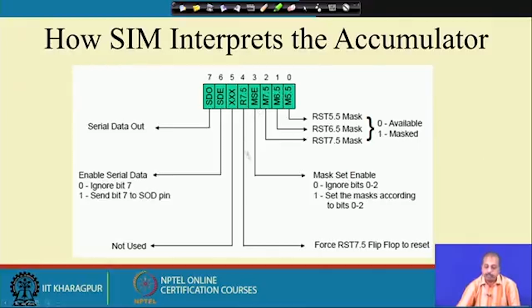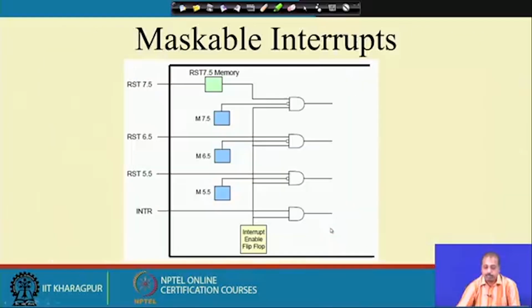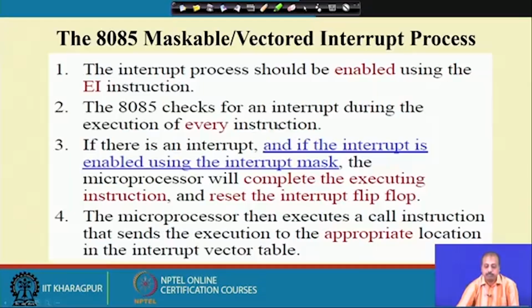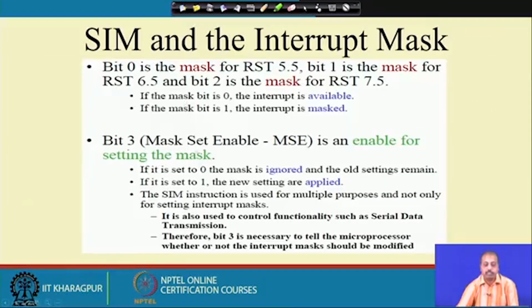And this R 7.5 is the setting of the RST 7.5 flip flop. In the diagram that we have seen, this RST 7.5 flip flop can be set by setting this R 7.5 bit. So, the accumulator has to be set to a value as per our requirement, and then the same SIM instruction has to be executed. These are the details: bit 0 is the mask for RST 5.5, bit 1 is the mask for 6.5, bit 2 is the mask for 7.5.